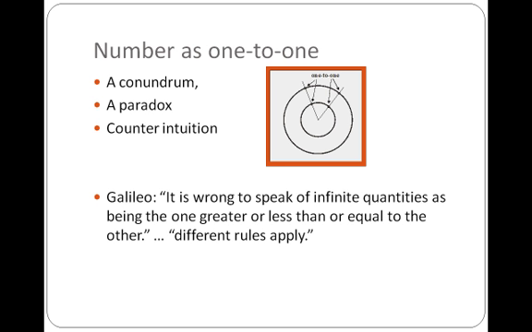Galileo, before the ideas of infinity or one-to-oneness or anything like that were invented, understood this type of counterintuition, and he realized it had something to do with infinity. And he says it is wrong to speak of infinite quantities being the one greater or less than or equal to the other. Simply different rules apply.